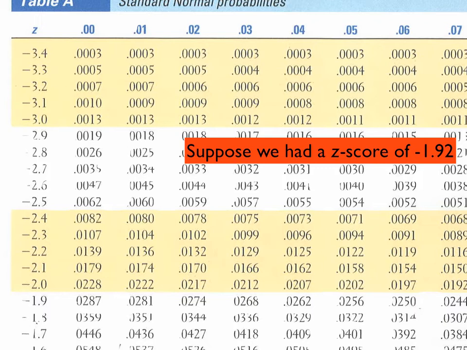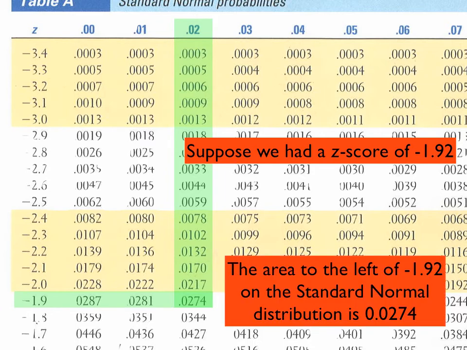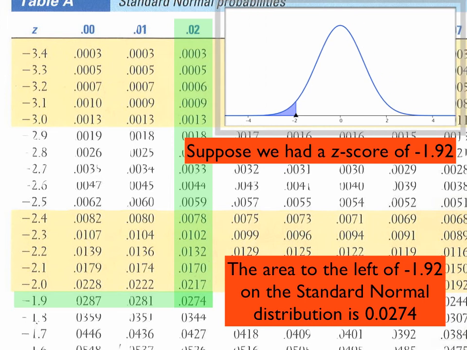In order to find the area under the curve at negative 1.92 or less, we're looking at negative 1.9 along the left column. And then in the top row, we're looking for 0.02, which corresponds with negative 1.92. And we see that the area to the left of negative 1.92 is 0.0274. So there's not a lot of shaded area to the left.